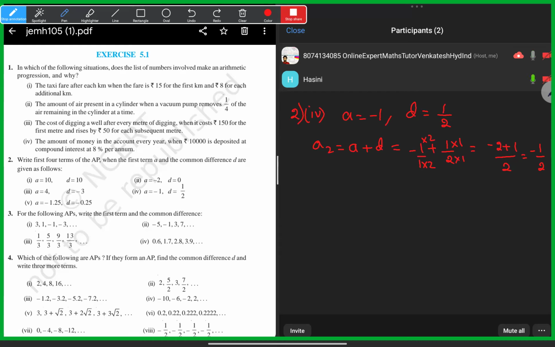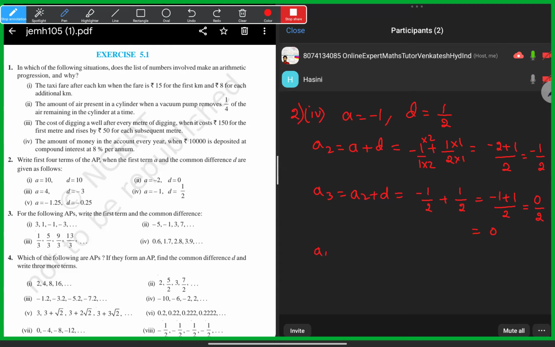Now A3. A3 is nothing but A2 plus common difference. A2 is -1 by 2 plus common difference 1 by 2. You can see the denominators are already the same, so the numerators we can add directly. -1 plus 1 is 0. 0 by 2 is 0. That is correct.